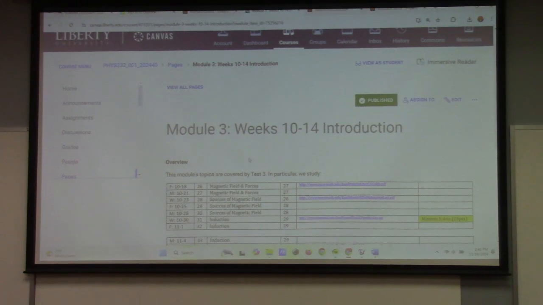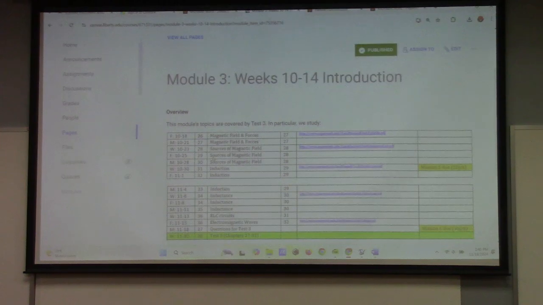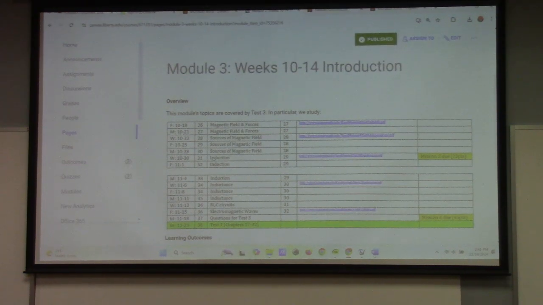Any questions about the test? So what are the main laws we're testing? Ampere's law, right? Faraday's law. And what's the other one? There's really two others, I think. There's the Lorentz force law, right? And the Biot-Savart law, right? Those are the four big ones, I suppose.